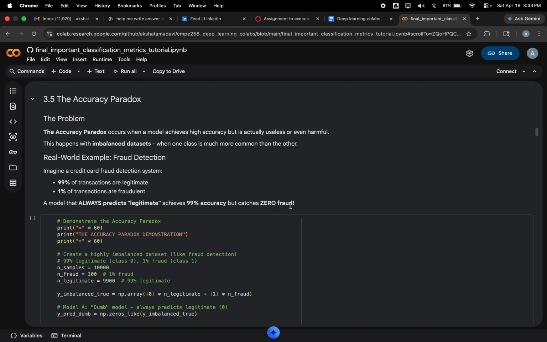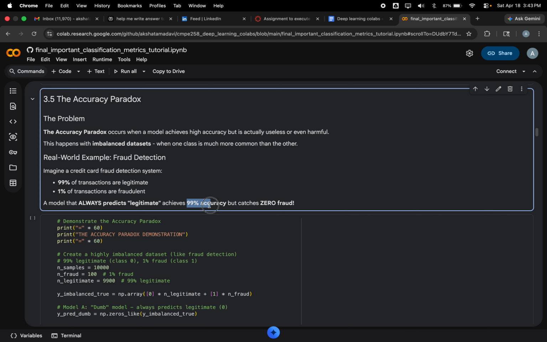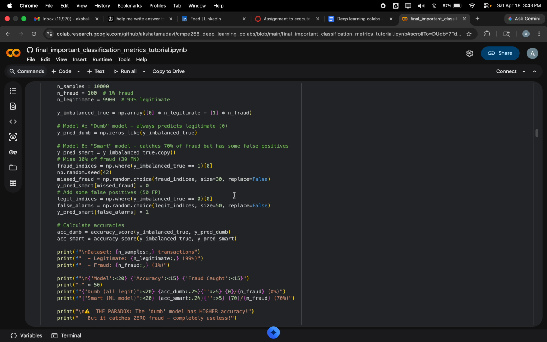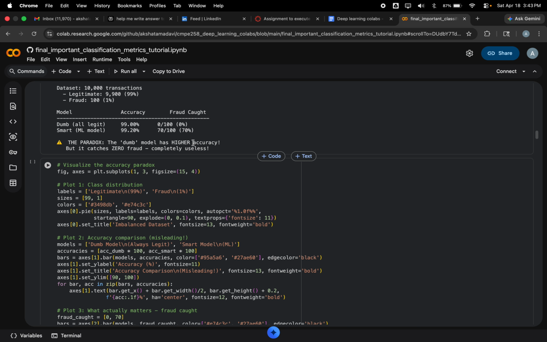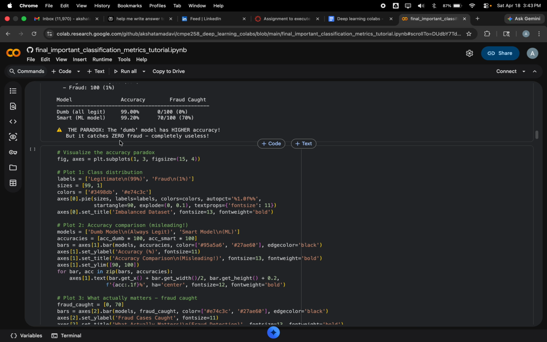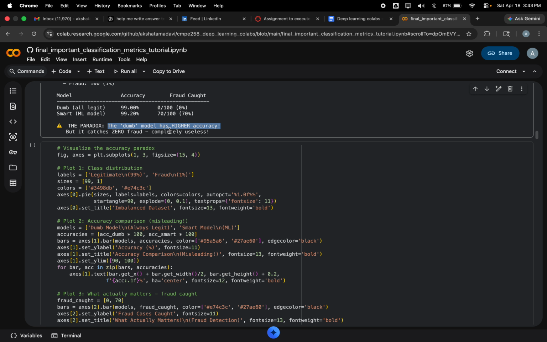So here in this case, it did not predict the 1%, but because of the imbalance, the accuracy will be 99%. So here we won't use this metric, it is not useful in this case. This is just a demonstration of the same. So the paradox is that the dumb model has a higher accuracy, but it catches zero fraud, so it's completely useless.